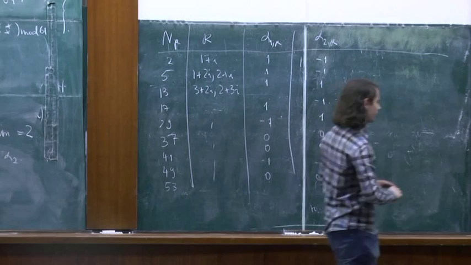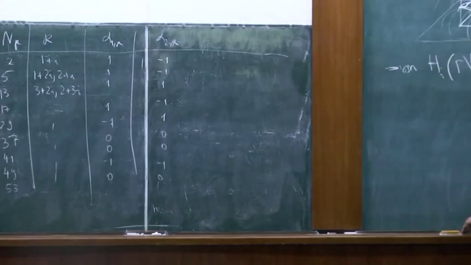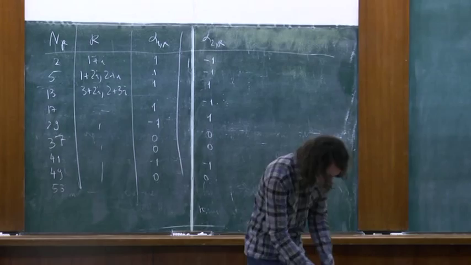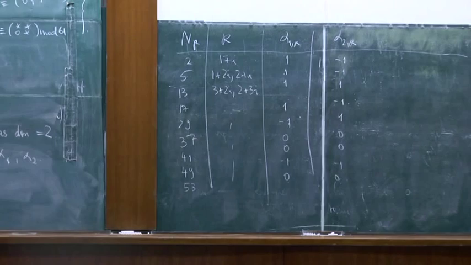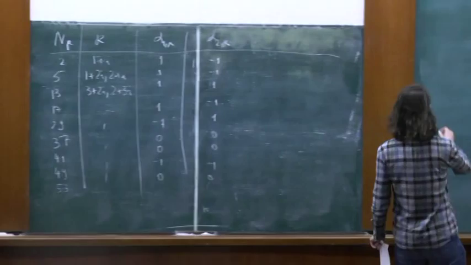So again, you can write a program which spits out these numbers. And I think, I mean, that's all the numbers that Figueredo wrote down in the thesis, but I think he computed this for the first 100 primes or so. And so let's make some observations about this table.